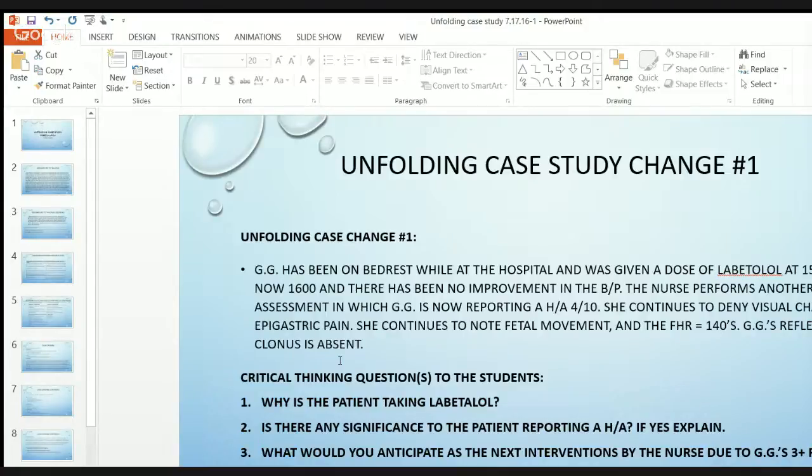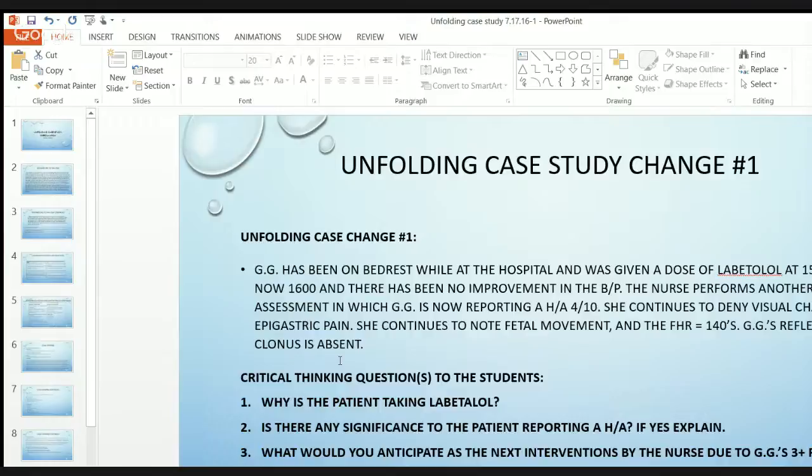When we look at these new critical thinking questions that are posed, we're looking at why is the patient taking labetalol? Is there any significance to the patient reporting a headache? And if yes, explain. And what would you anticipate as the next interventions by the nurse due to Gigi's 3 plus reflexes?